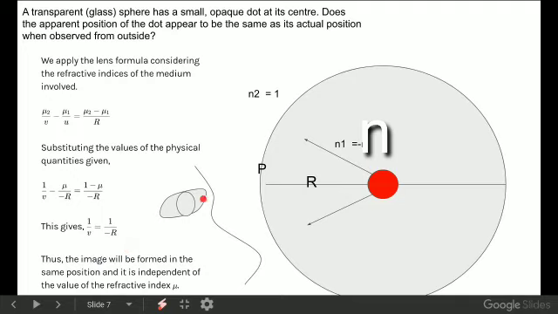So this observer experiences the object where it really exists. It appears to the observer where it actually exists. It neither appears closer than its actual distance nor farther than its actual distance, because the image distance is equal to the object distance. Object distance is equal to r, and image distance is also equal to r.